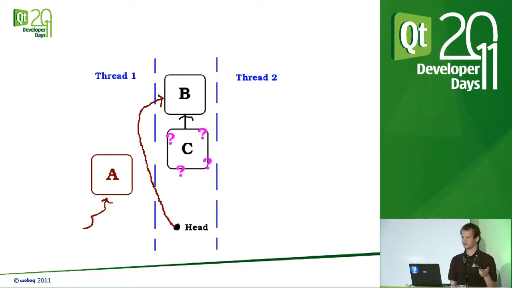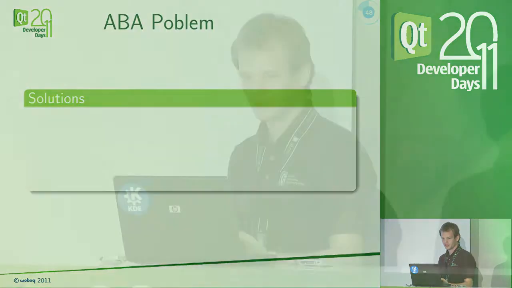It would have been even worse if thread 2 had popped B, because the stack would still contain B, which is not supposed to be in the stack anymore. So yeah, is that clear? Yep. So of course there is a solution to these problems. So what are those solutions?